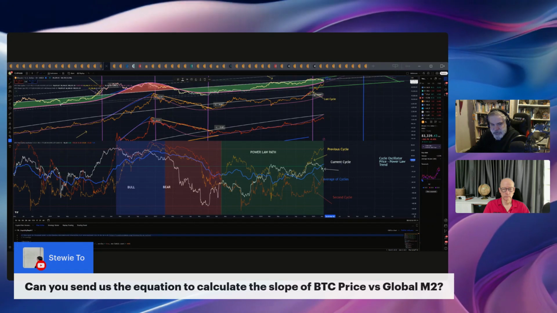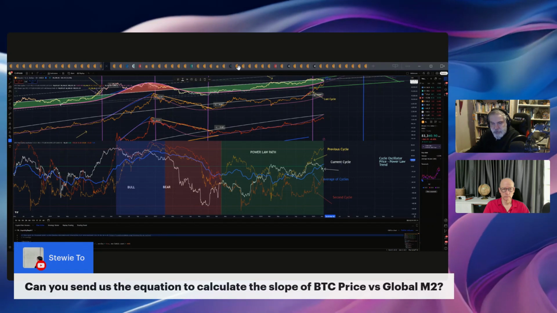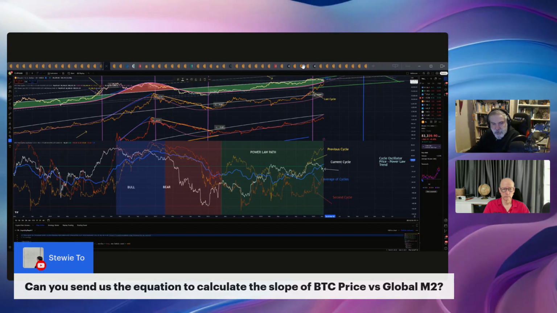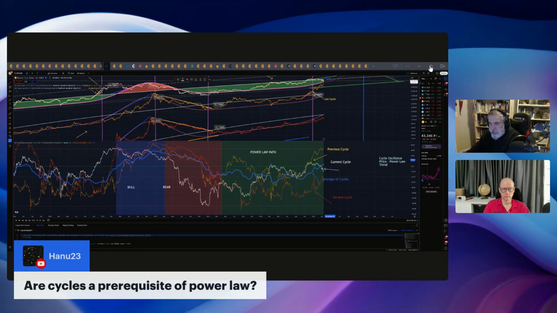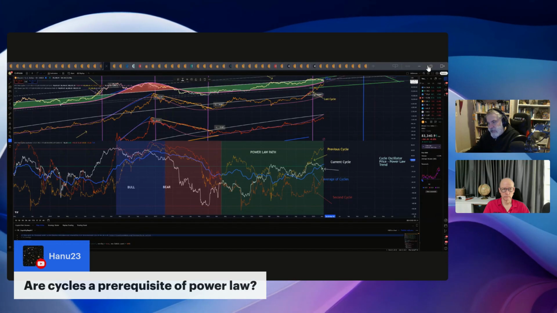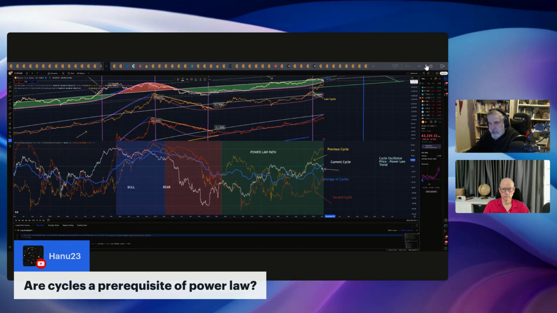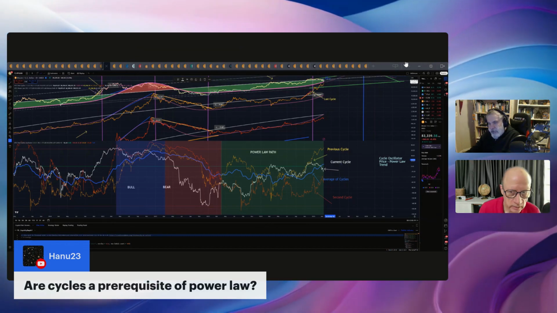They're asking me about sending the equation. Okay, I will post how to do this in our Discord group. No problem at all. Is the cycle a prerequisite of a power law? Do you want to say something about this?